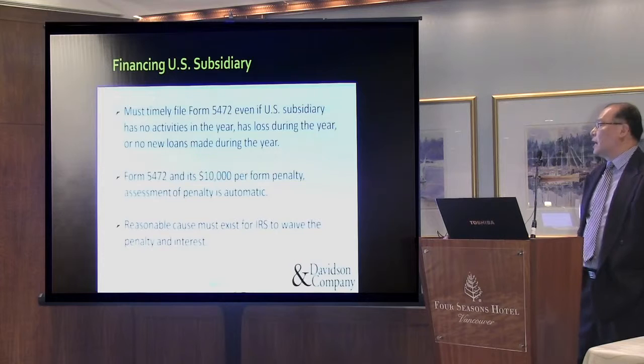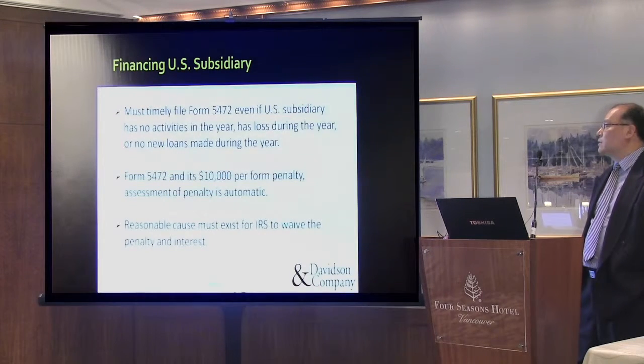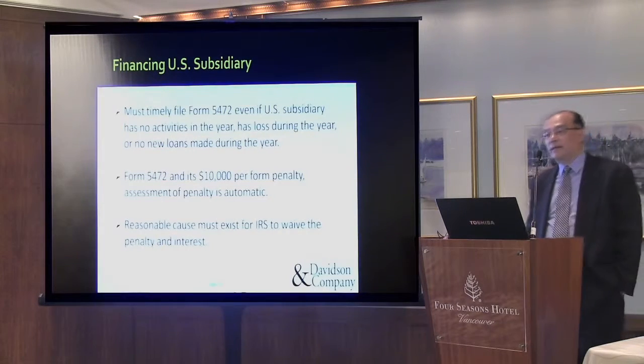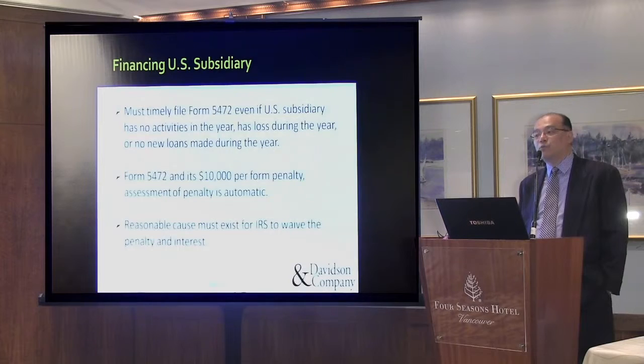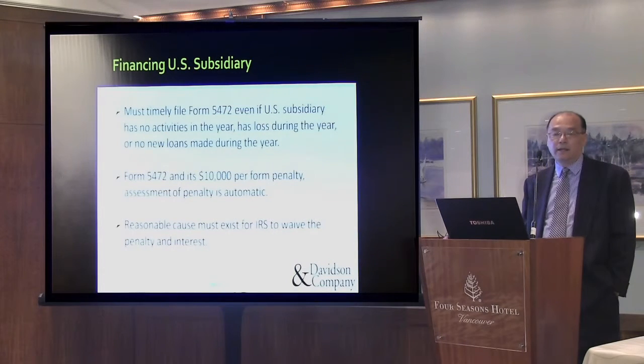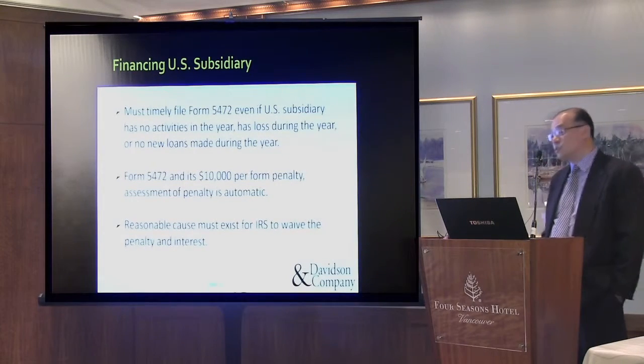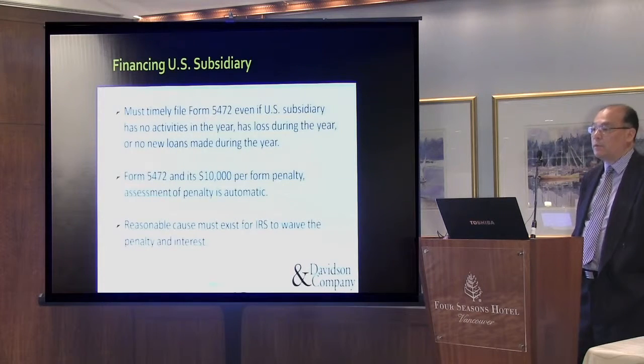And the downside of not filing this form is pretty bad. There is a $10,000 US penalty per form. So if you had a US sub that has had related party transactions with 2 Canadian companies, say, that's $20,000 US per year.